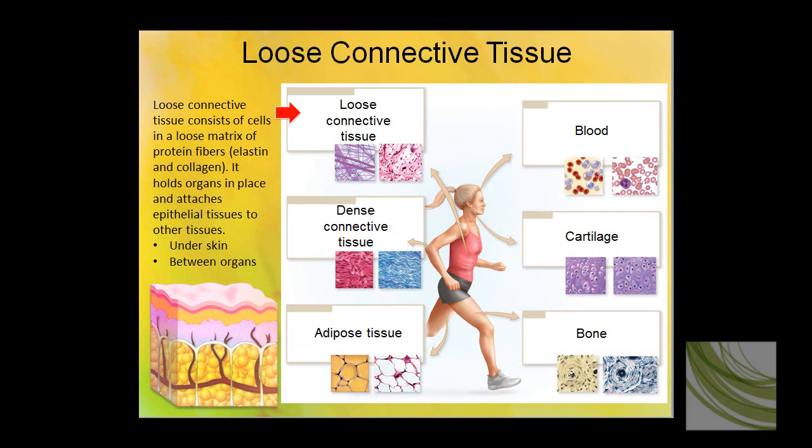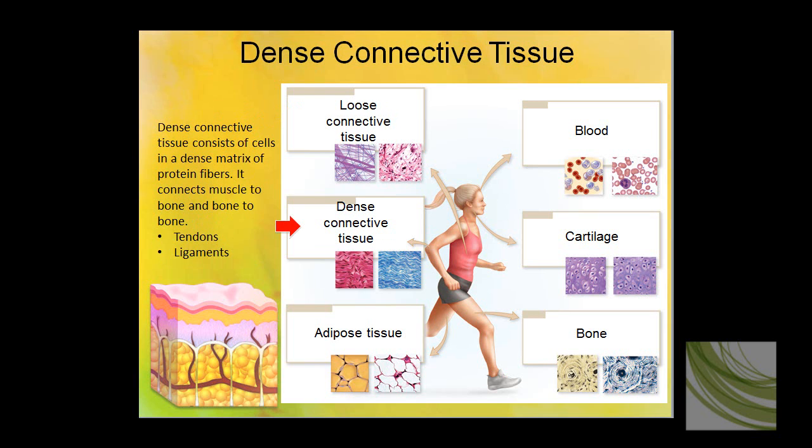Loose connective tissue has protein fibers, elastin and collagen. It holds organs in place and attaches epithelial tissues to other tissues. You find it under the skin, between the organs. It's just a tissue that helps pack things in and keep them stable.